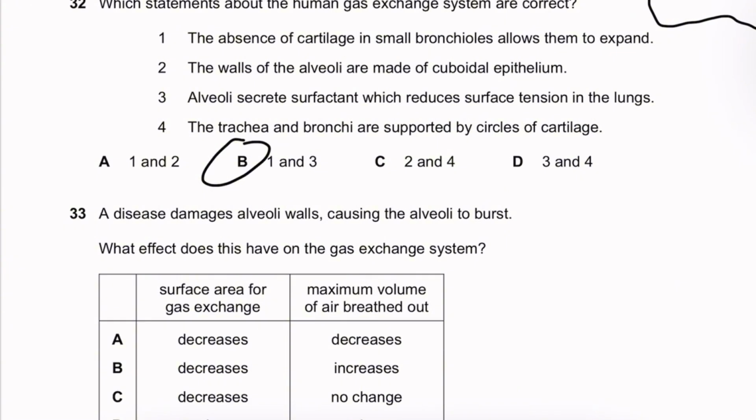I don't think I explained 1. The absence of cartilage in small bronchioles allows them to expand. As you move on from trachea to bronchi to bronchioles, cartilage is no longer there. Cartilage is there in order to support these structures. In bronchioles, because they're so small, they don't really need to be supported, and so they're able to expand when we inhale air, because there's no cartilage.